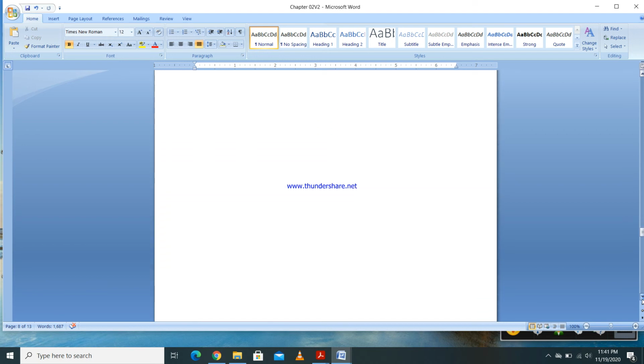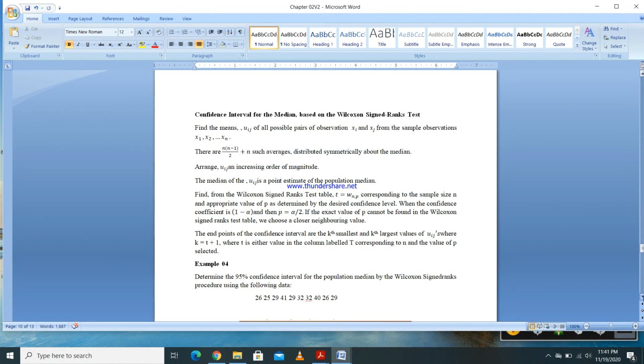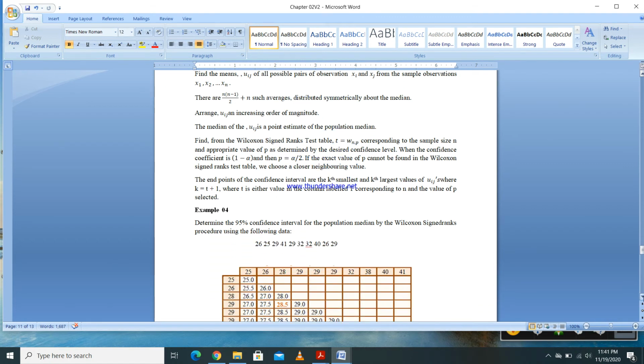And in this case we can also find a confidence interval using the Wilcoxon signed rank test. I will illustrate that confidence interval using an example. Let's say this is your data set, and you need to find a 95% confidence interval for the population median by the Wilcoxon signed rank procedure.